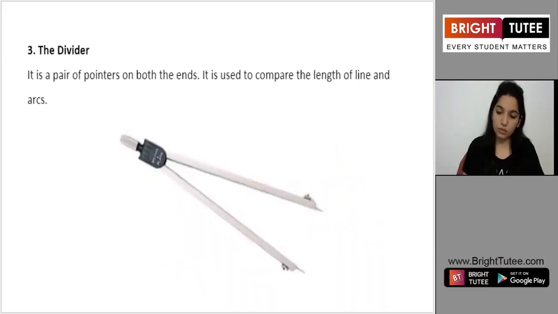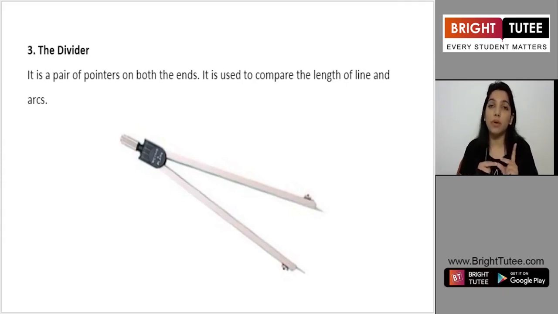Moving ahead to the next tool that we have, we call it a divider. What is a divider? It is a pair of pointers. We have just seen in the compass, there was one end which was having the pointer and the other end that was meant to attach the pencil to it, right? Now this is the divider. It has got both the ends with the pointers itself, okay? So we don't have any end which is used to put the pencil in it. No, it is just with the two pointers. I'm sure you must be having this in your geometry box as well, right? It is used to compare the lengths of the line and arcs.